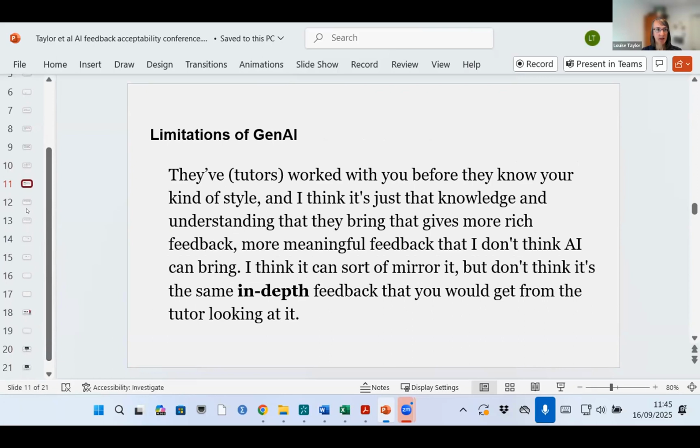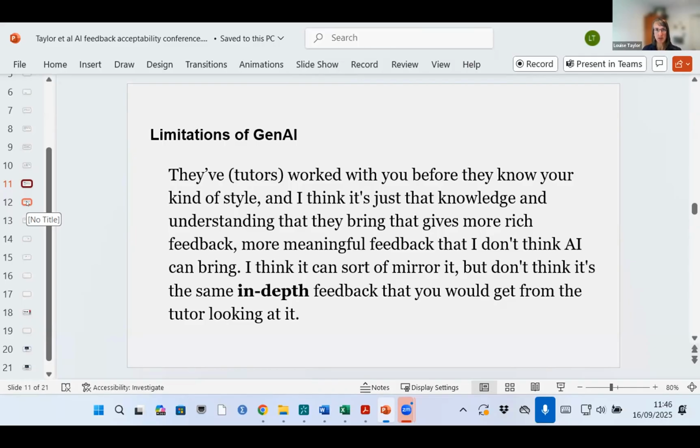Okay, so on to some of the limitations of GenAI. They recognise that GenAI couldn't have that kind of context that was taking place in the classroom, and that it didn't have the tutor expertise, it didn't know what they'd been told exactly. They also recognised that tutors know their individual students to an extent, and that knowledge can give more meaningful feedback to individual students. And they didn't think that GenAI could give the same kind of in-depth feedback that the tutor could.